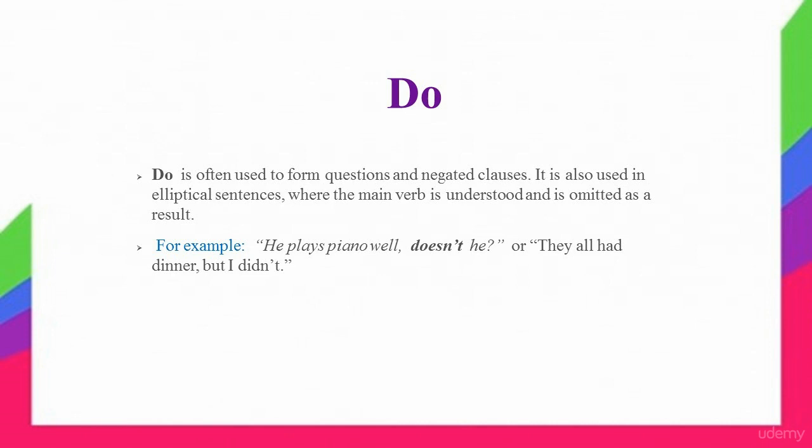Do is often used to form questions and negative clauses. It's also used in an elliptical sentence where the main verb is understood and is omitted as a result. For example, he plays the piano well, doesn't he? Or they all had dinner, but I didn't.